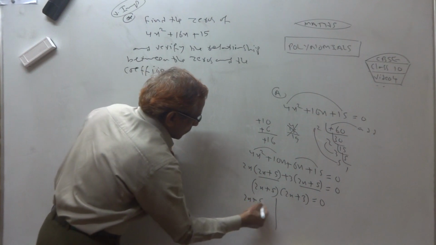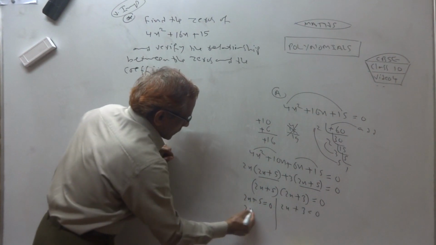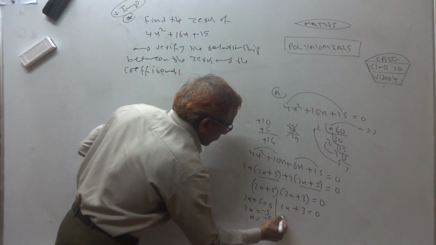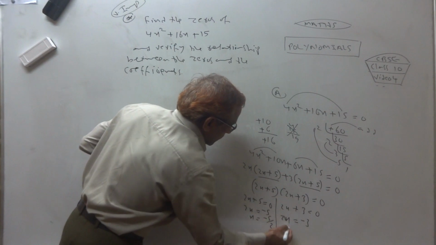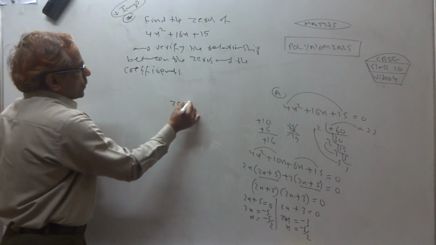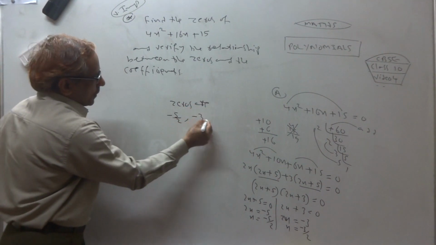Yes, this is 0. Again this is 0. So 2x is minus 5 by 2. 2x is minus 3 by 2. So I got the zeros. What are the zeros? Minus 5 by 2, minus 3 by 2. Clear?